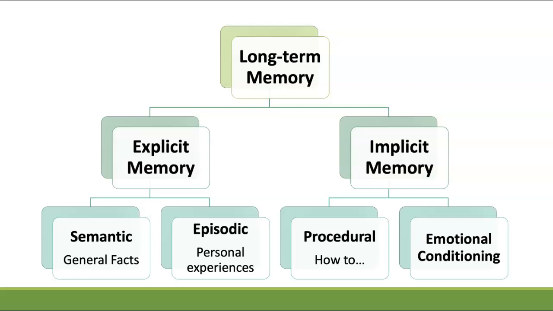So explicit memory is also called declarative memory. And this includes memories of facts and events that we can consciously remember and we can recall, or we can declare, hence the name declarative memory. We can say it out loud. We can tell you about, you can tell someone about that memory.